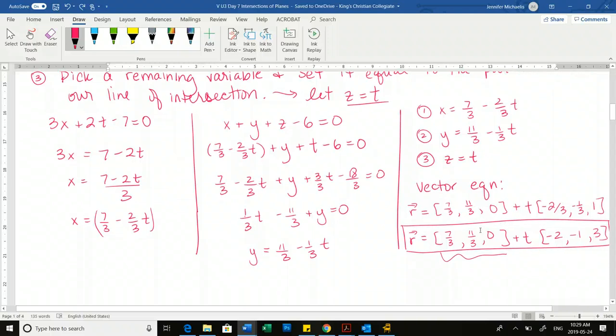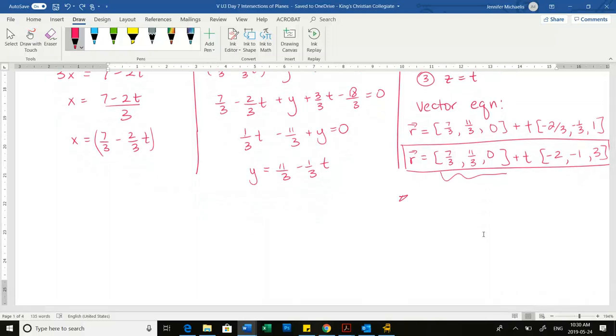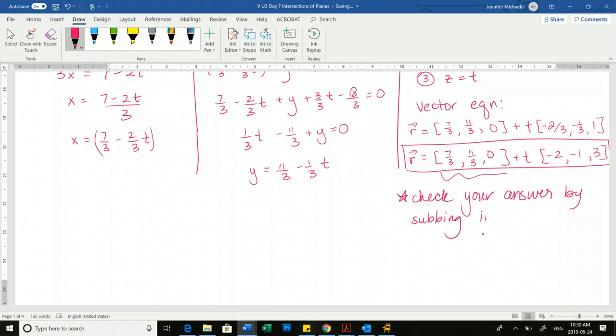Okay, so this is a position vector. It's also a point which should be on both of the planes. So if I generate maybe 3 points and check them in both of my planes, it should give me a true statement. So you can check your answer by subbing in points from your line above into both planes to double check that they're on the plane.